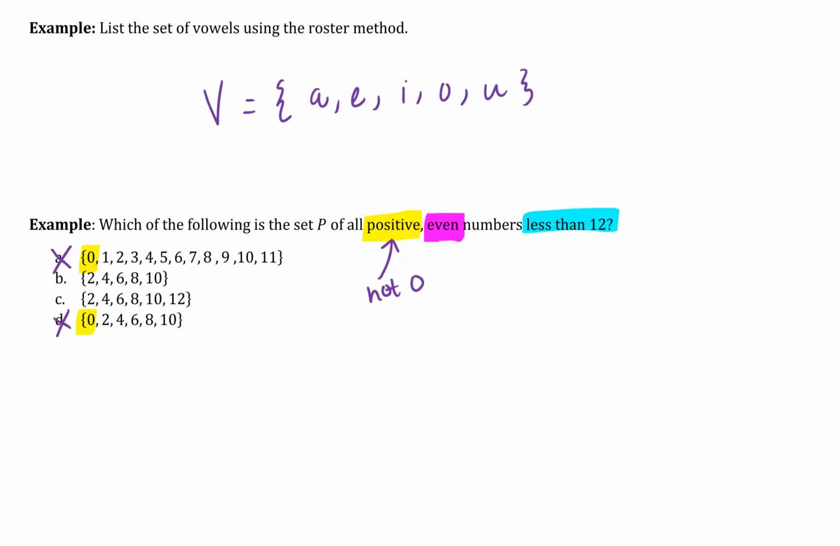So we see the difference in these two choices is that this one includes 12, so that's a problem. So we'll say not equal to. So that throws that one away, and then we're left with our final answer choice of B.